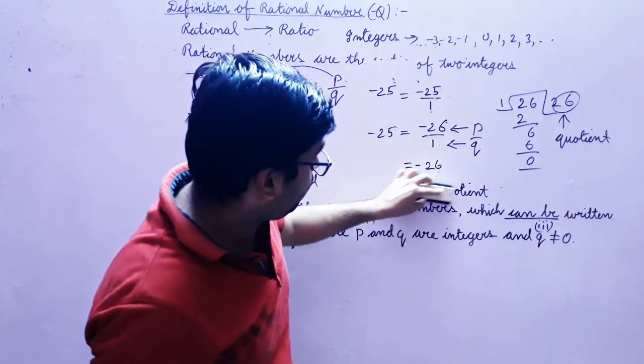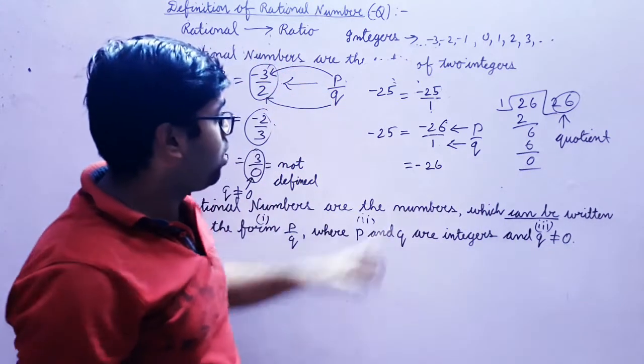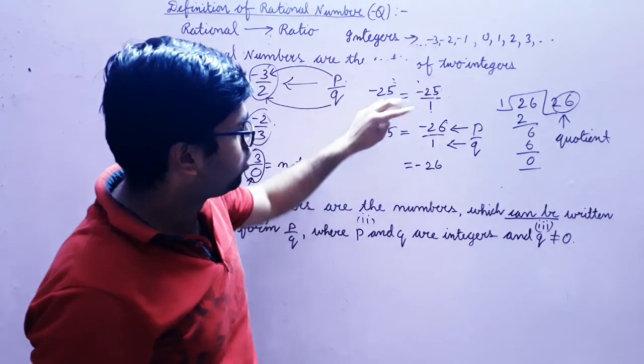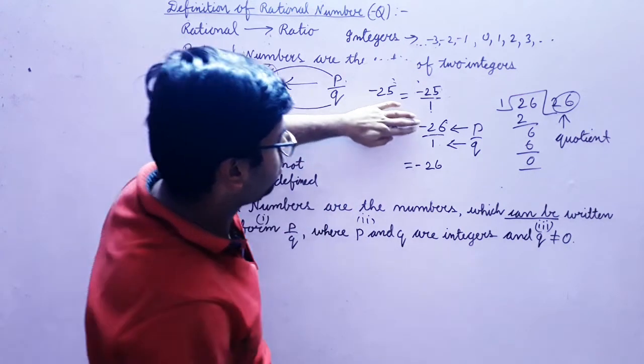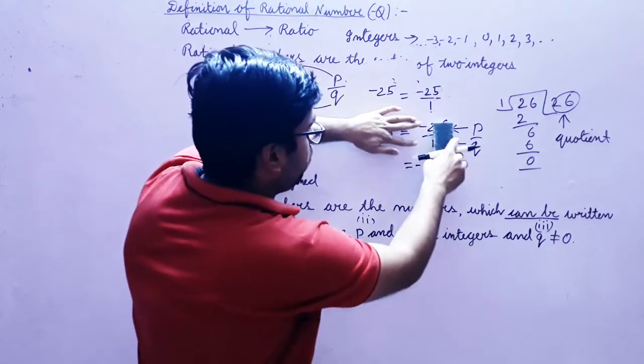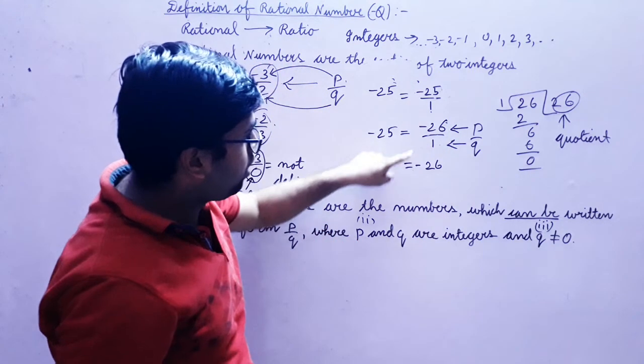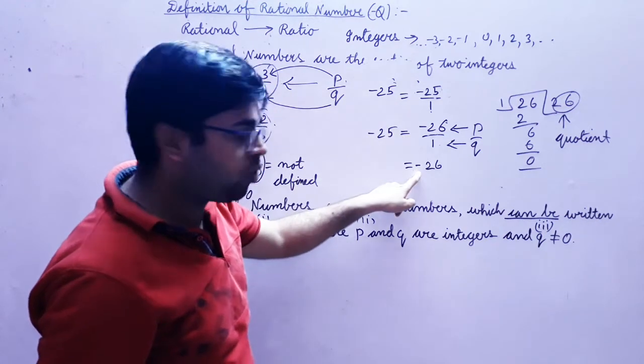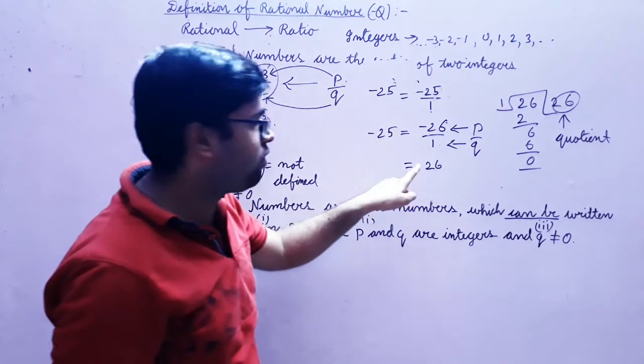Okay, so we were talking about how to divide two integers. To divide two integers, just ignore the signs and divide the numerator by denominator. If the signs of the two integers are opposite, the quotient, that is the answer we get, will be negative.